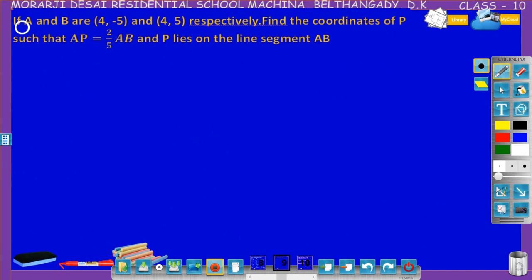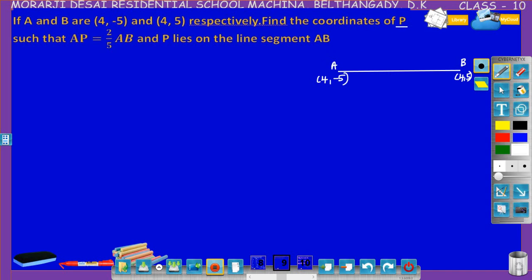Look at the next question. If A and B are 4 comma minus 5 and 4 comma 5 respectively, find the coordinates of point P such that AP is equal to 2 by 5 of AB and P lies on the line segment AB. Now endpoints of the line segment are A and B. A is 4 comma minus 5, B is 4 comma 5. Now find the coordinate of point P.